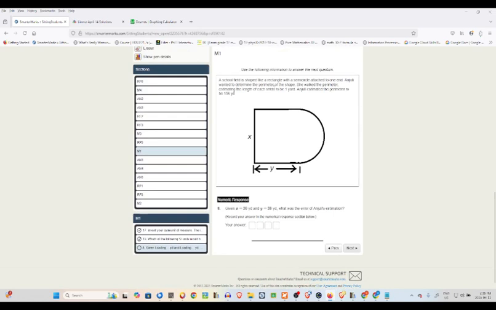All right, we have a school field that's shaped like a rectangle with a semicircle attached to one end. Anjali wants to determine the perimeter of the shape. She walked the perimeter, estimating each stride to be 1 yard. And Anjali estimated the perimeter to be 156 yards. So if x is 30 yards and y is 38, what was the error of Anjali's estimation?